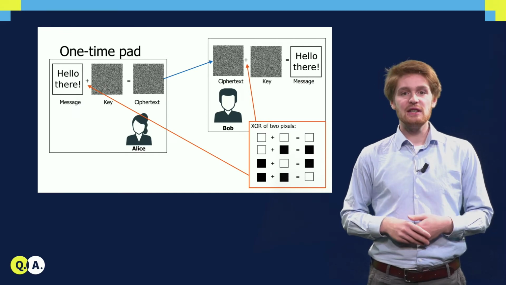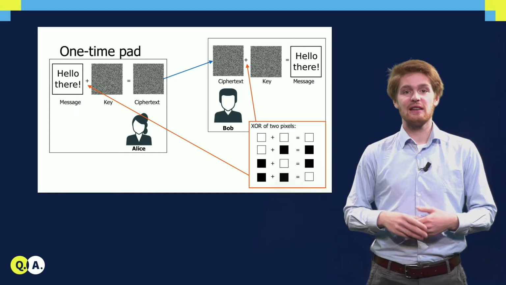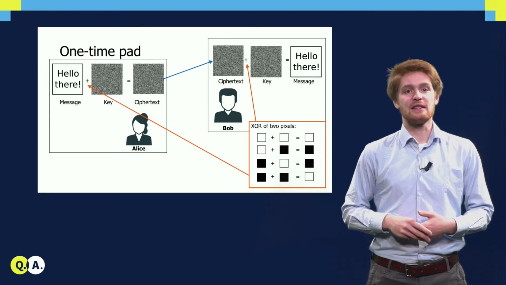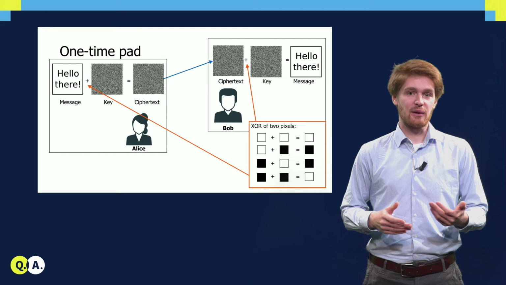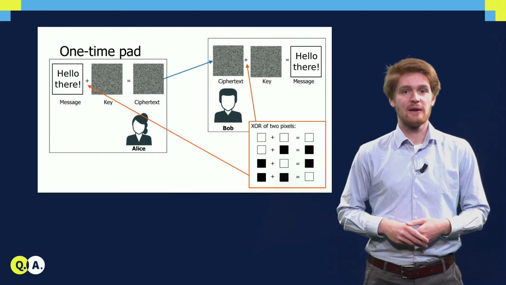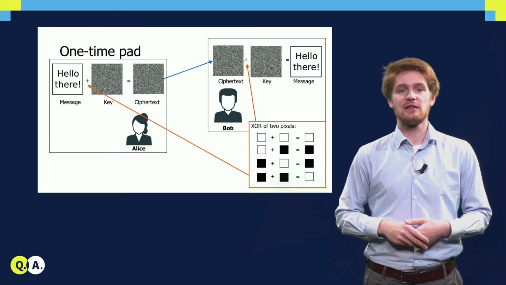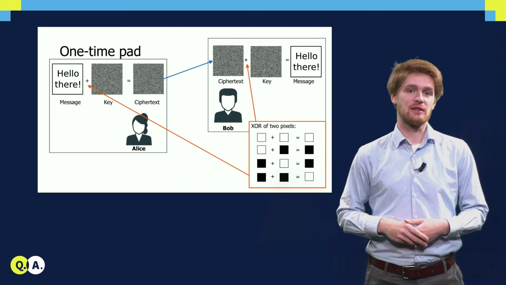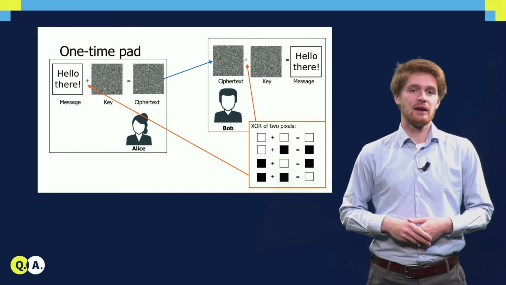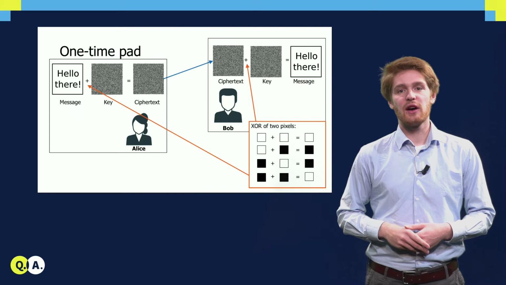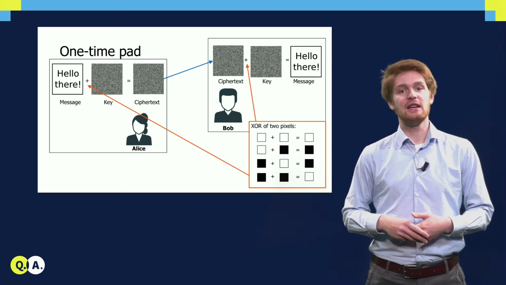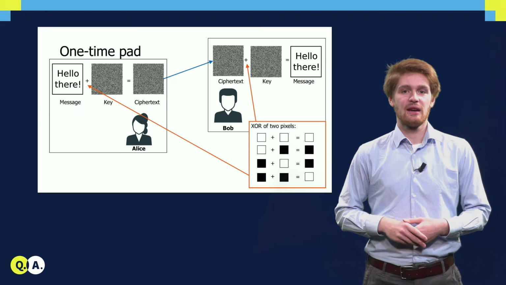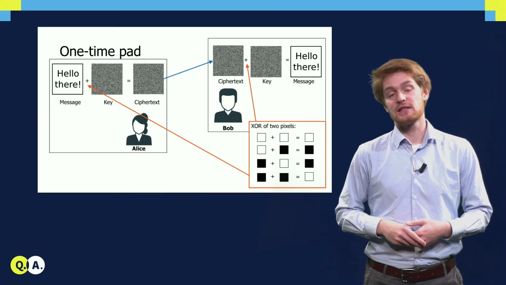Bob then receives the ciphertext and does exactly the same as Alice did. He takes the pixelwise XOR of the ciphertext and the key which he had copied from Alice beforehand, and if you take the XOR of these two images, out comes the original message. It might take a bit of thinking to understand why you get the original image back if you take the pixelwise XOR with the key twice. I encourage you to try to understand why this is indeed the case.